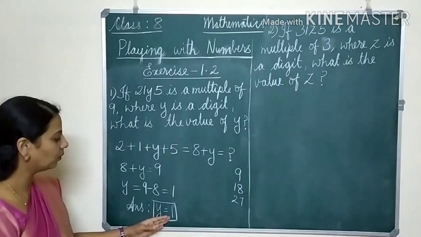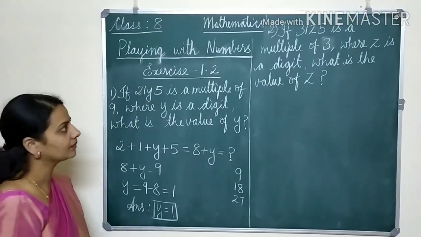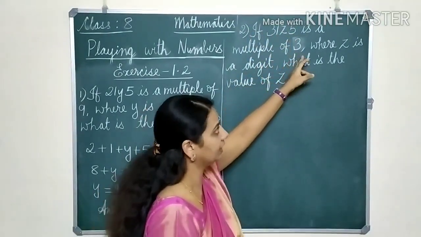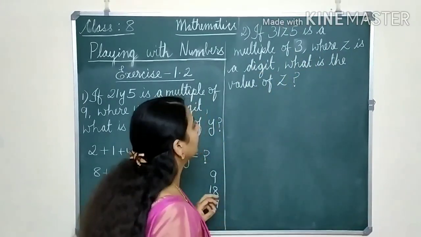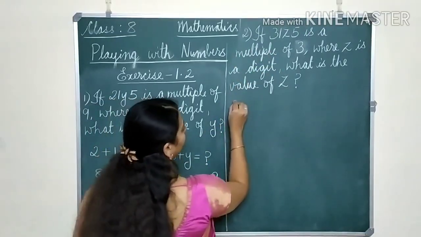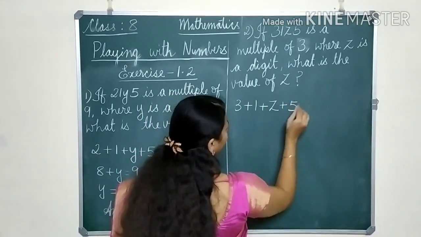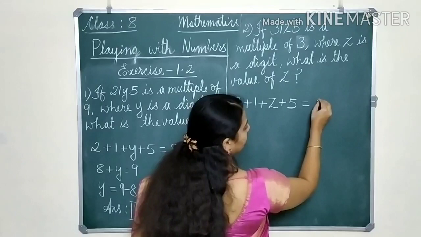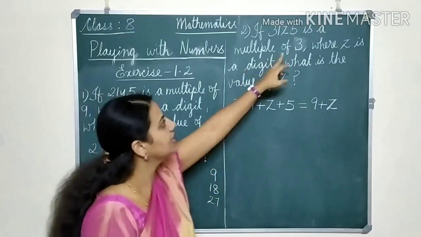So the answer is 1. So what is that number? It is 2115. Now coming to the next one. If 31z5 is a multiple of 3 where z is a digit, what is the value of z? Here also you have to apply the same rule. You have to add all the digits and find out. So 3 plus 1 plus z plus 5. This gives you 3 plus 1, 4. 4 plus 5 is 9. So 9 plus z should be a multiple of 3.